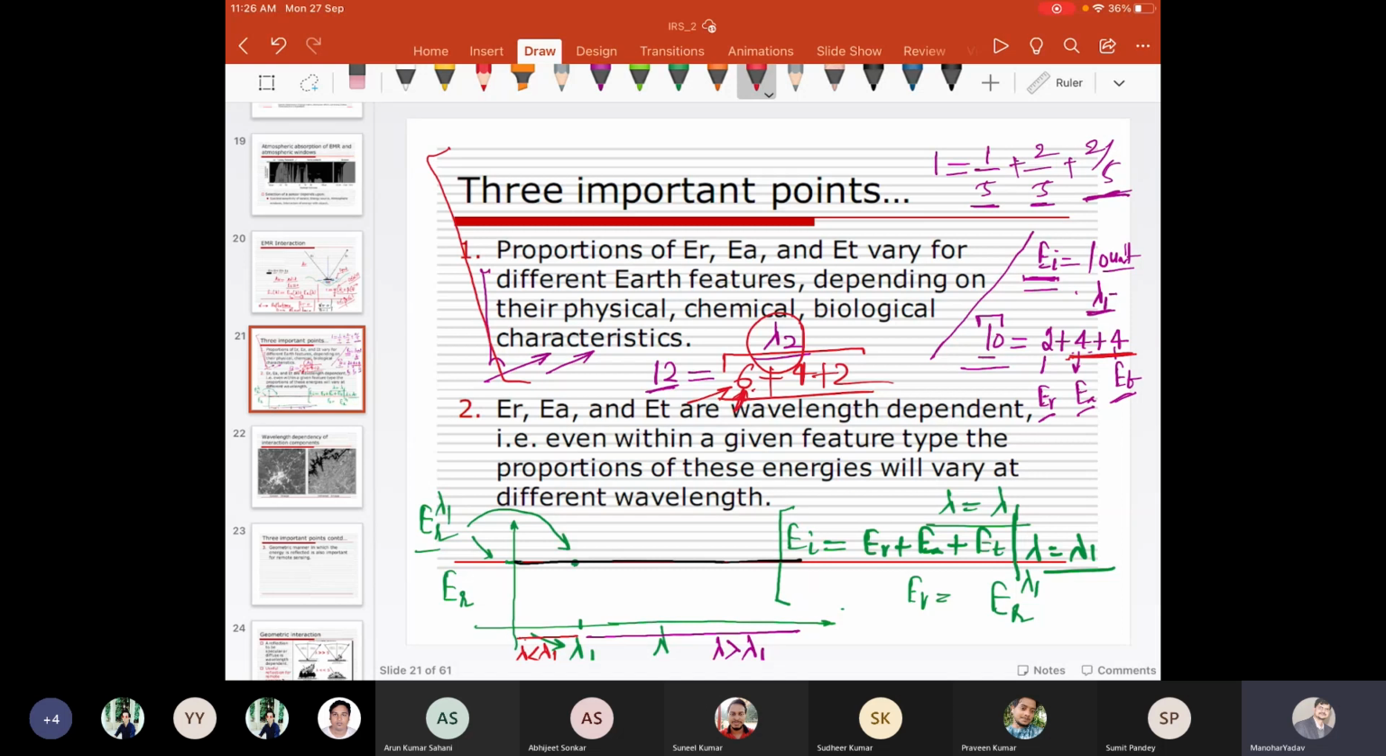If the response did not change, let's say if the response were constant irrespective of the wavelength, the incident energy would be divided into equal proportion. Okay, so in that case, what will happen? See, in this diagram, better we take the normalized value. Normalized value means we take the ratio.